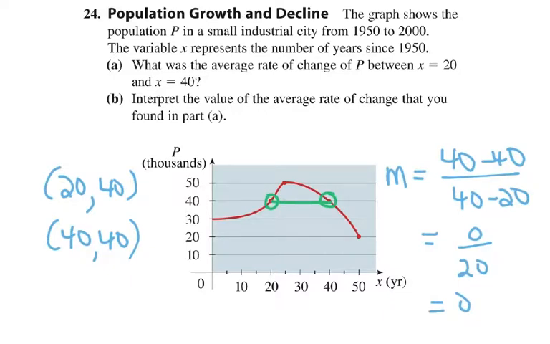So even though you can see on the graph that clearly the population goes up and then back down, if all I do is look between 1970 and 1990, which is x is 20 and x is 40, there was no change in the number of people per year.